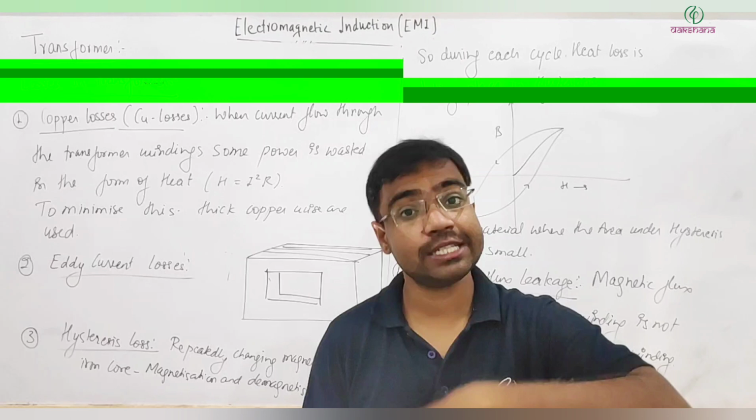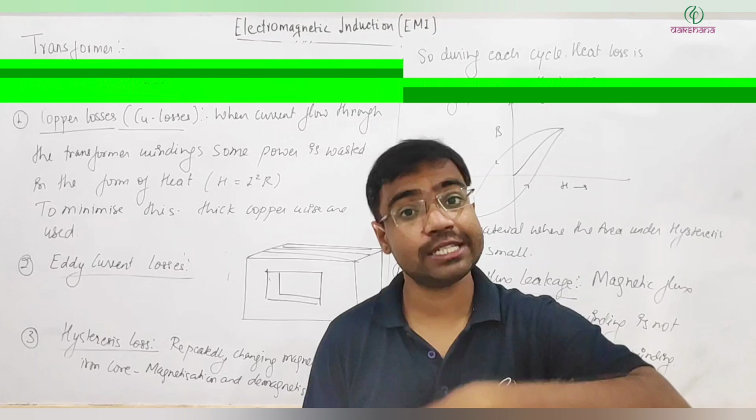So one of the losses in a transformer is copper loss. I told you the primary and secondary windings are made of copper. Current passes through these windings, and we know copper also does not have zero resistance. So the current is passing through these copper windings.